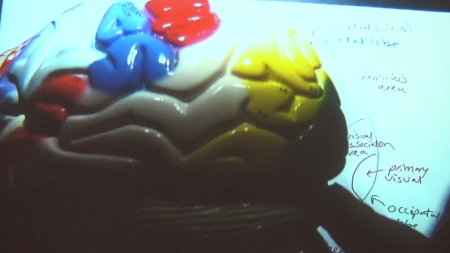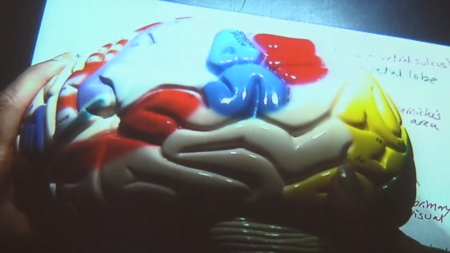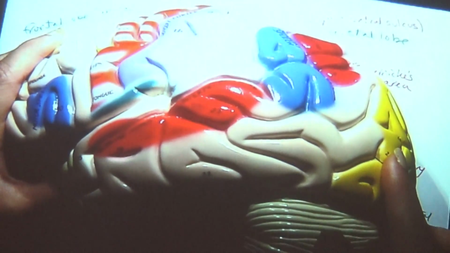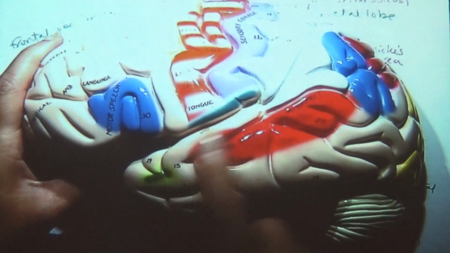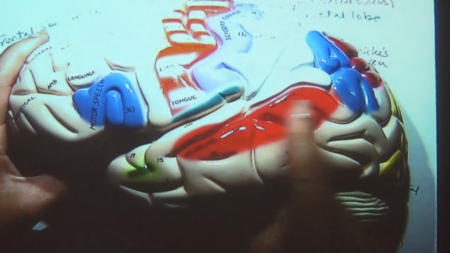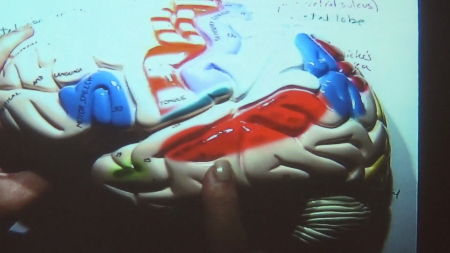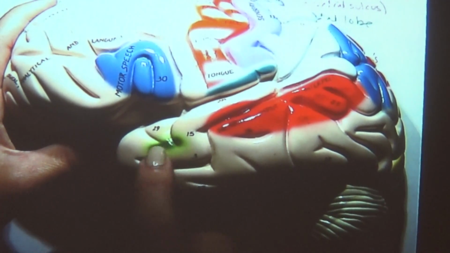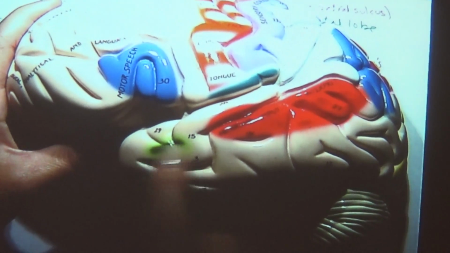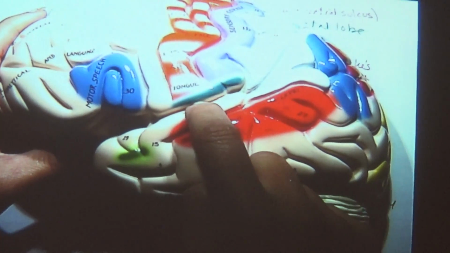In the back, the green, that's primary visual. The yellow all around it is visual association. And then in the temporal lobe, auditory, that's the primary area. Auditory association all around it. Here's olfaction, right here is this green, the tip of the temporal lobe, and then gustation is deep in there.